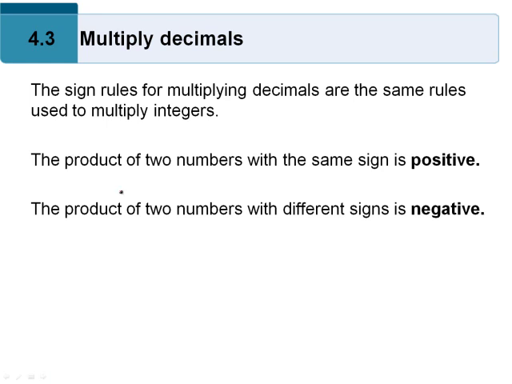So remember, the product of two numbers with the same sign is positive when you multiply. The product of two numbers with different signs, the answer is negative. Just like we did back in chapter 1 when we were multiplying integers, same thing. When you multiply decimals, same signs positive, different signs negative.